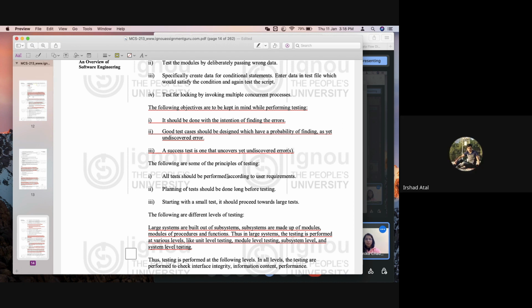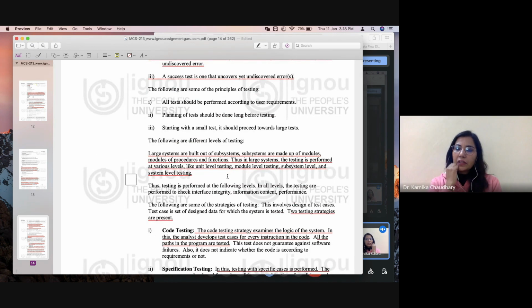Okay. Now we are going to see how testing is performed at various levels. Different types of testing we are going to learn in detail in our chapters when we study the chapters on testing. Before that, we are going to see this bifurcation. These 3-4 lines are very, very important. We should understand it. Just read it. The entire system is broken down. It's written built out, I know that, but I'm just trying to make you understand it like this.